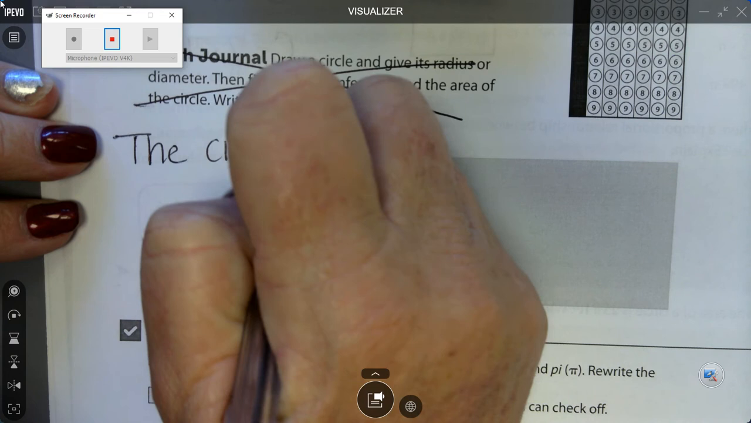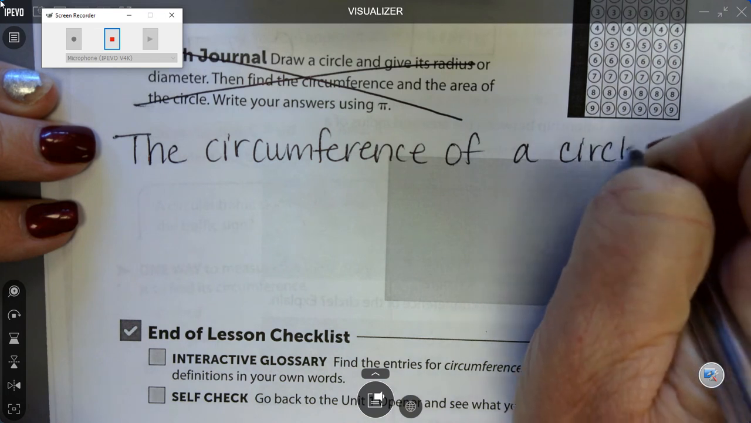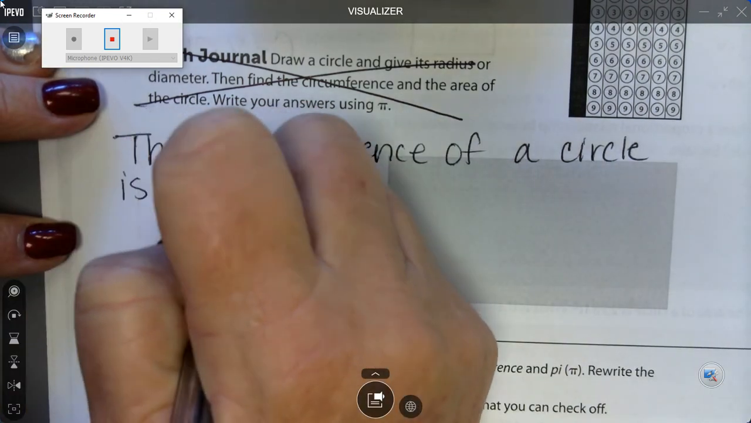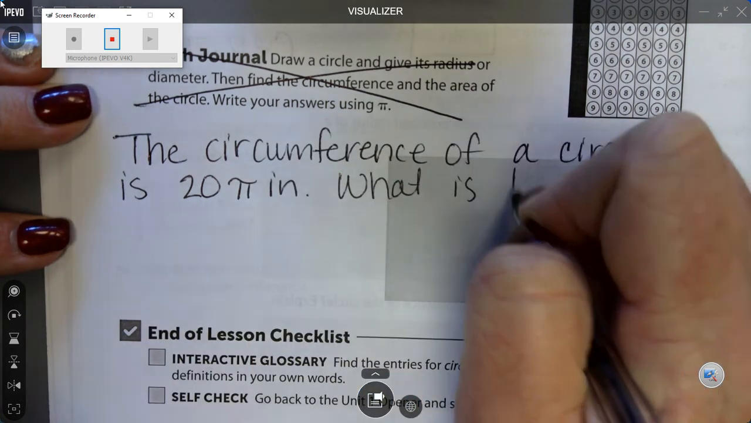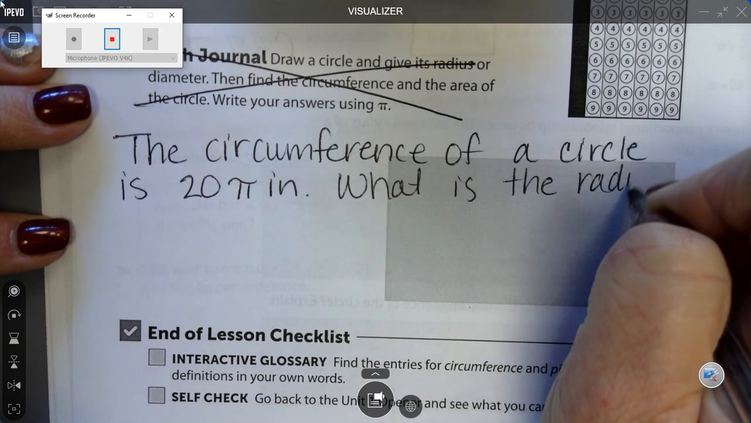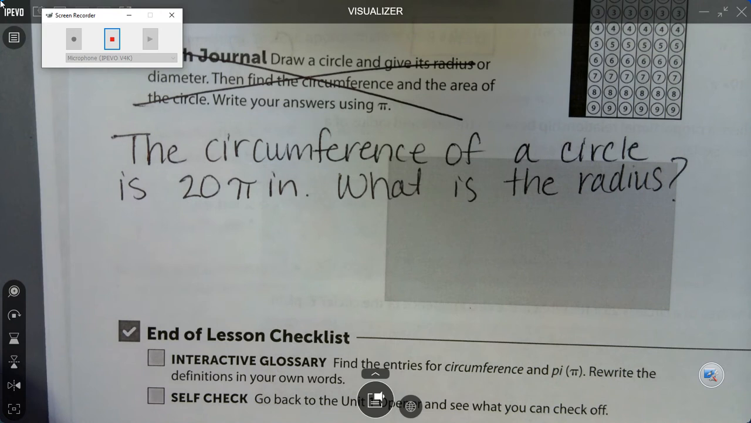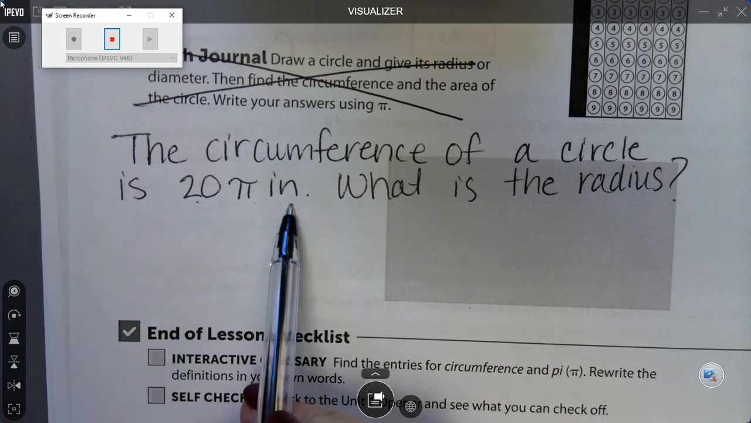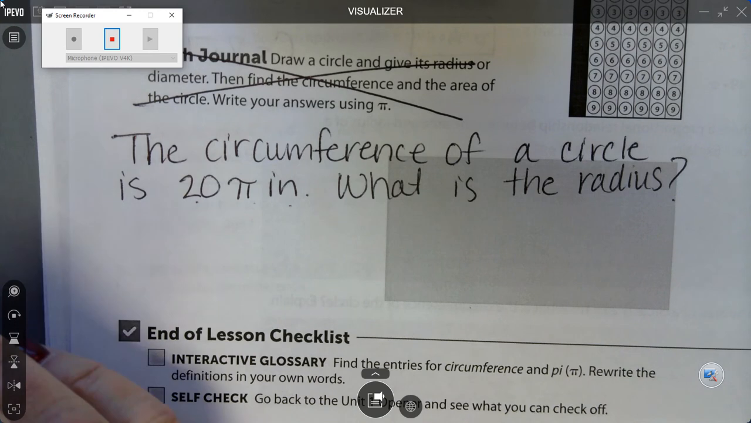The circumference of a circle is 20 pi inches. What is the radius? The circumference of a circle. We're writing this down on page 118. Right? The circumference of a circle is 20 pi inches. What is the radius? All right, so first step, you have to write down the circumference formula, which is what?